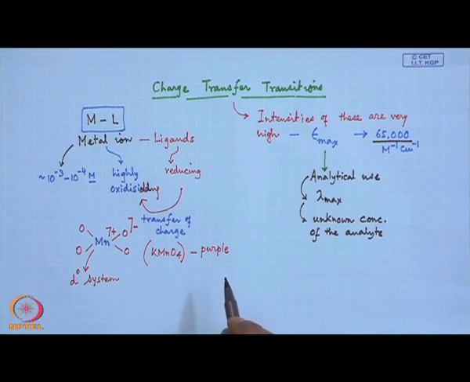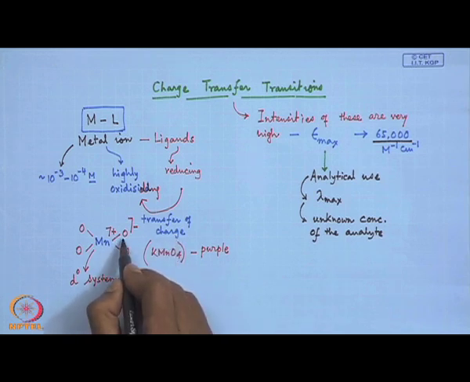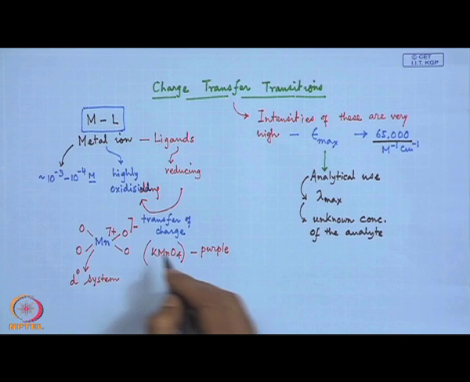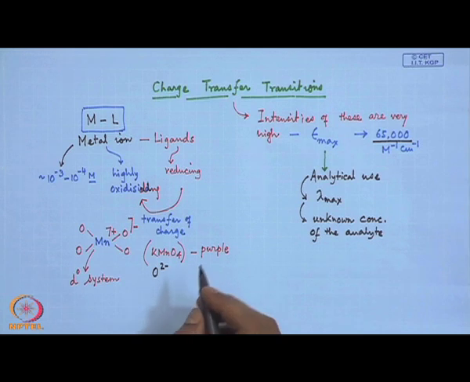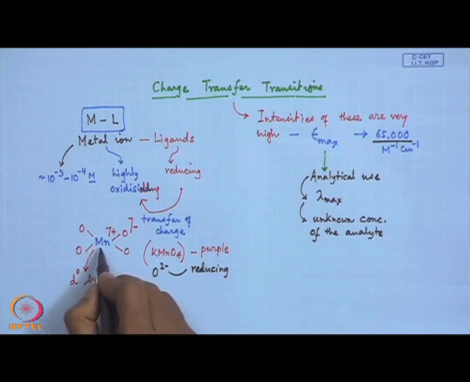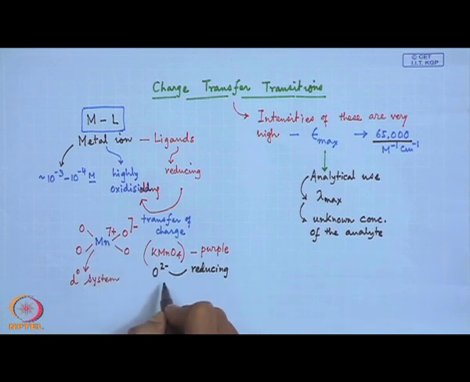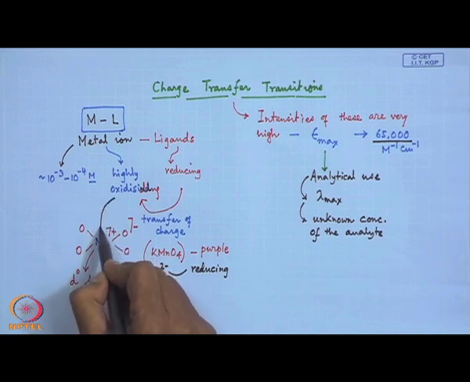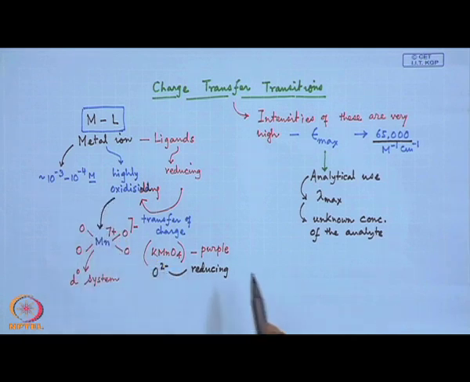This can be characterized in terms of the transfer of charge from the oxygen atoms. These oxygen atoms are all behaving as O2 minus, which is reducing in nature, and this manganese center, which is in the heptavalent, 7+ oxidation state, will therefore be highly oxidizing. As a result we get the charge transfer transition in the purple region.